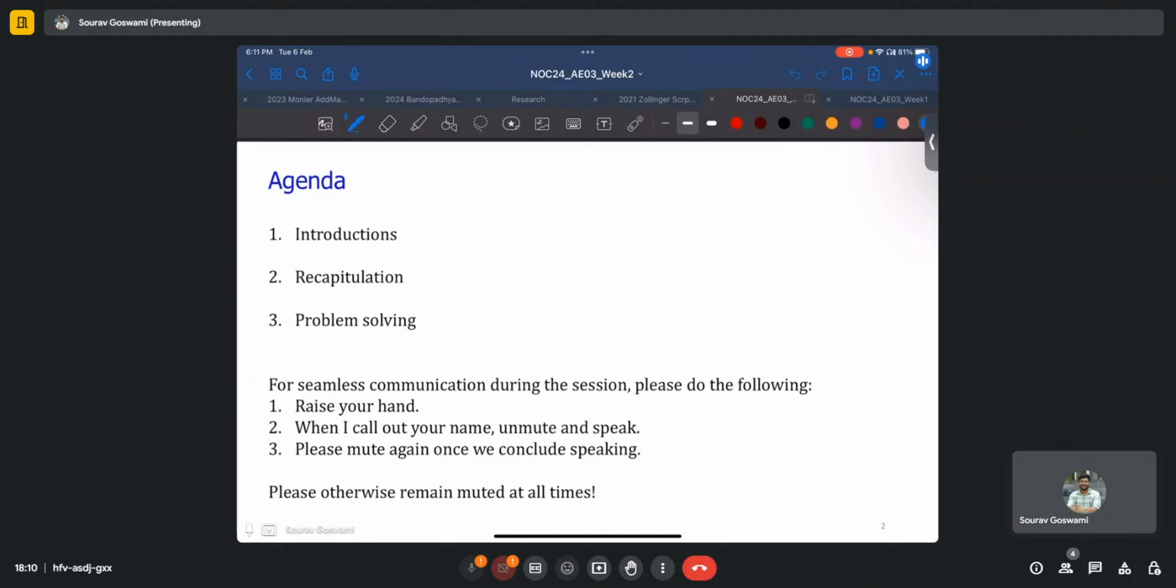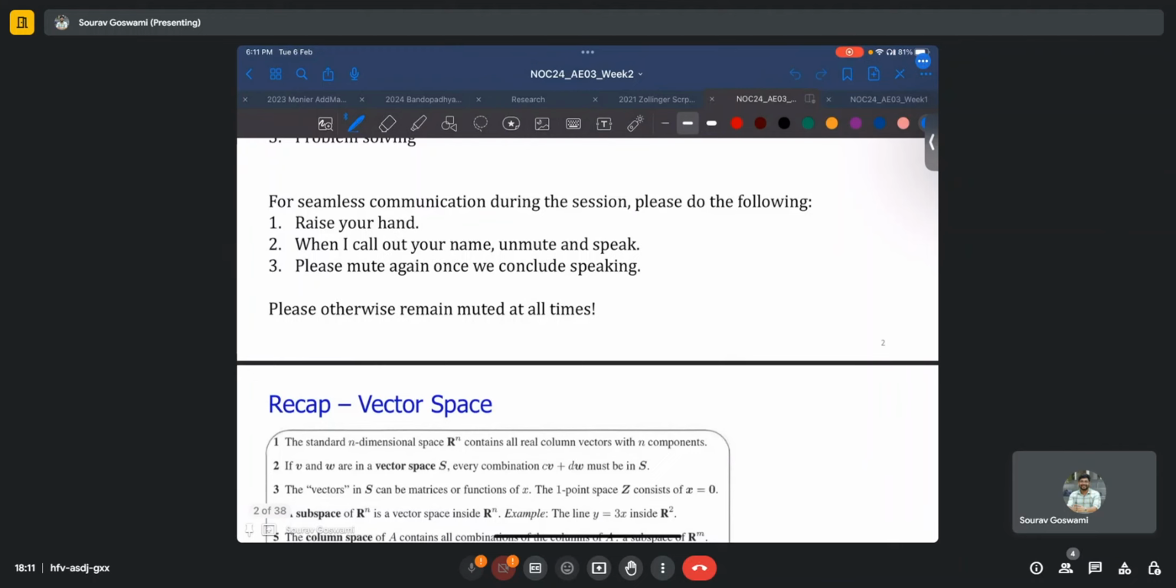So this is week two. We have already introduced ourselves. And the way we'll conduct this session is we'll recapitulate some of the key concepts that were covered in the lectures for this week, and then we'll solve a few illustrative problems to elaborate those concepts and hopefully to enable you to solve your assignments better. Again, for seamless communication, I request that you raise your hand and then I'll call out your name and only then you unmute and speak. Otherwise, you remain muted at all times.